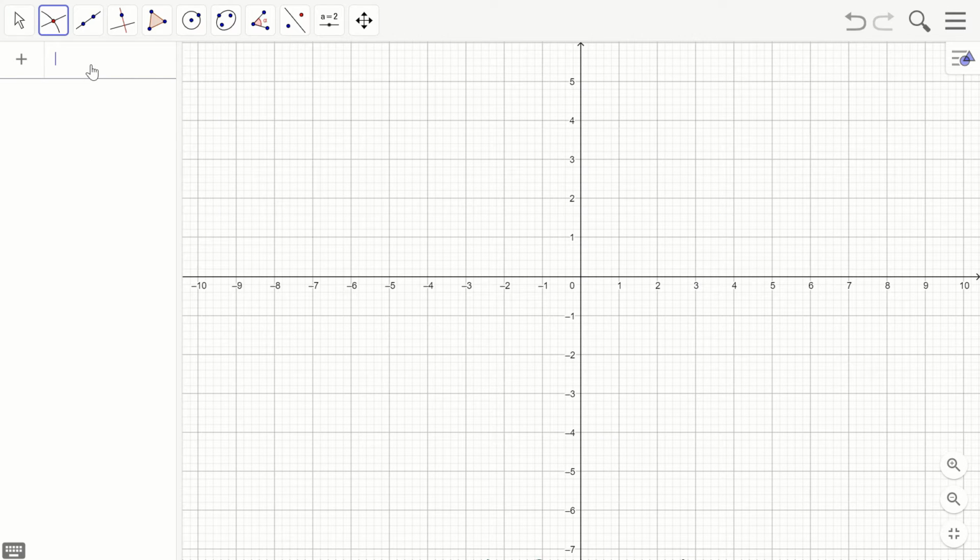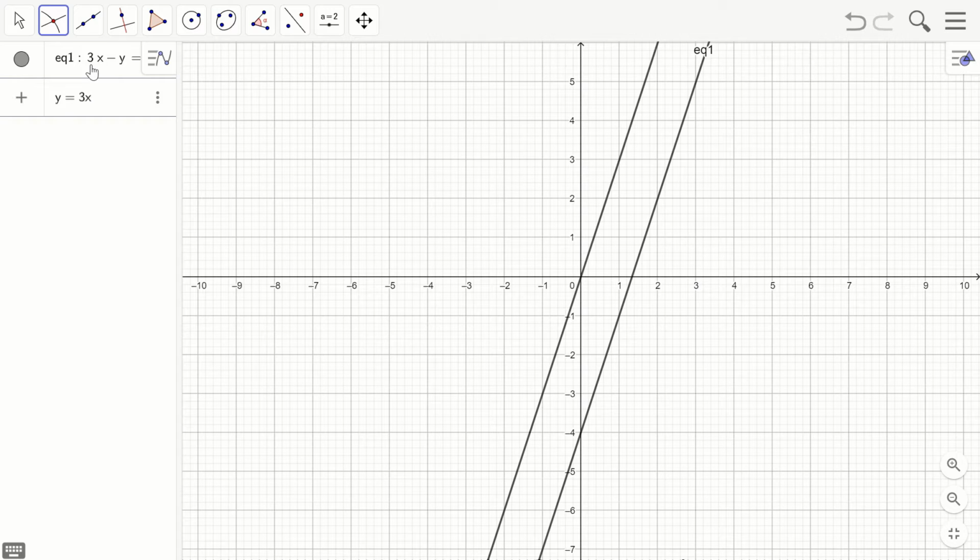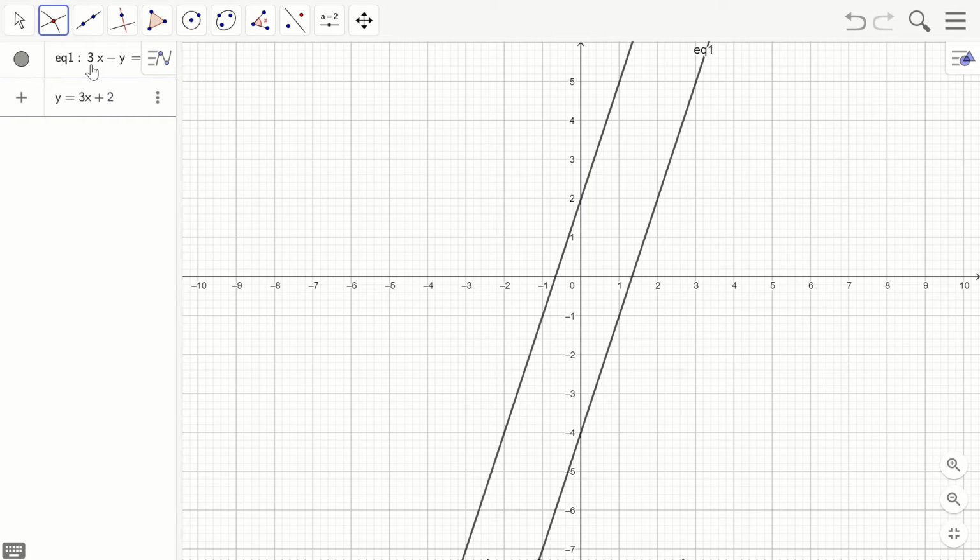Now, let's go to our second situation. Let's plot the first graph, which is 3x minus y equals 4. It is now graphed in GeoGebra. The second equation is y equals 3x plus 2. Even if it is not in standard form, the way the equation is written, GeoGebra can still graph it. As you can see here, these two lines are not intersecting.